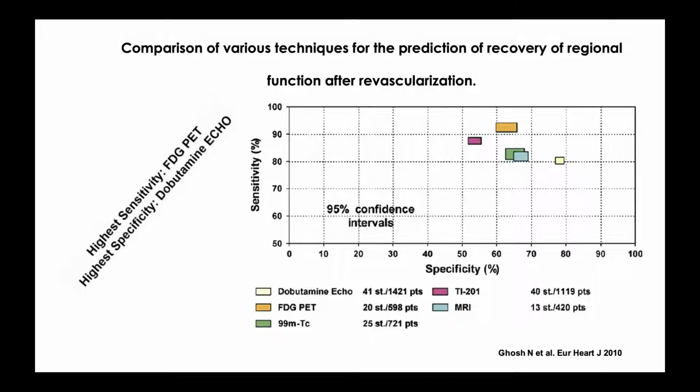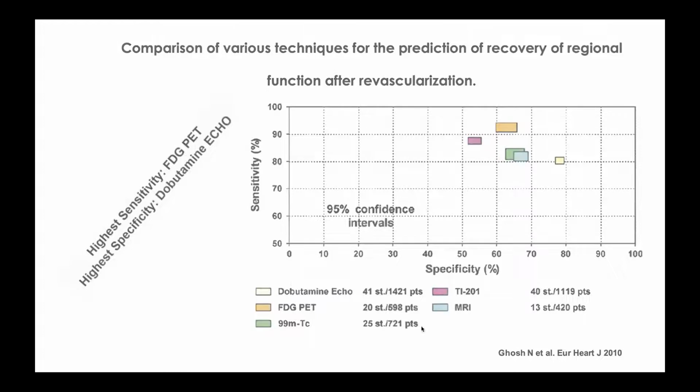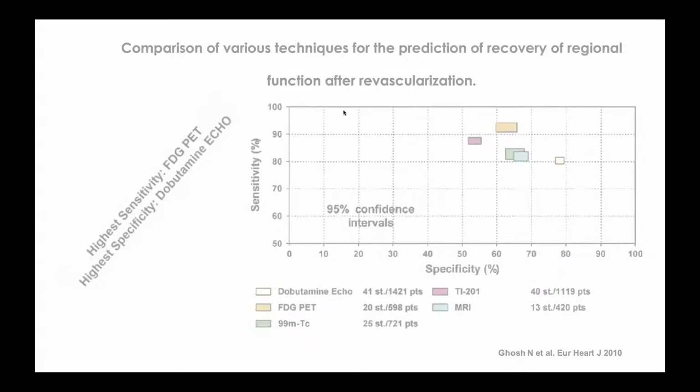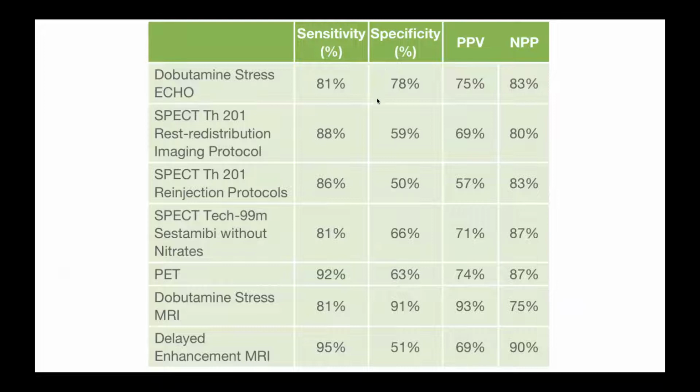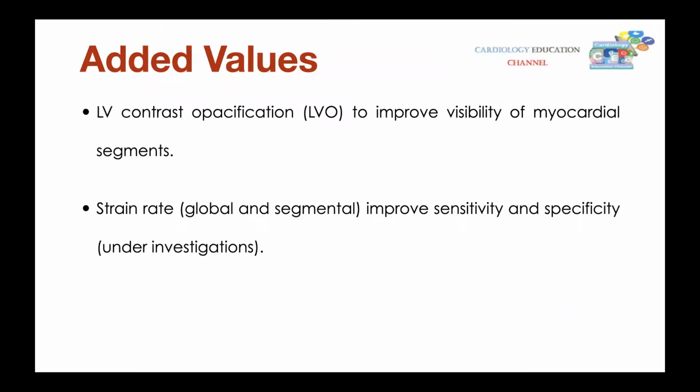As you can see, dobutamine echo is almost the most sensitive test after dobutamine MRI for detecting the recovery after revascularization. As you can see from the table here, from the sensitivity and specificity, it's a very specific and very sensitive test for detecting the improvement of ejection fraction after revascularization if viability is detected by echocardiography. So you may have added value by adding more sensitive techniques, like using LV contrast opacification, as Dr. Alexander would say in his lecture, or using the global and segmental strain to increase the sensitivity and specificity, which is still under investigation.